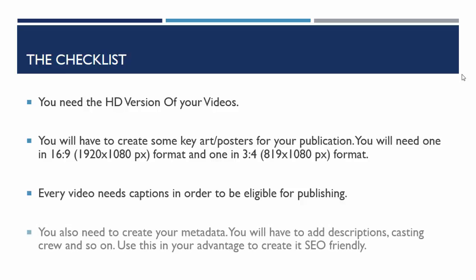Then the last point that I would have on this checklist is the fact that you also need to create your metadata. You will have to add descriptions, a casting crew, and other things to your videos. But use this to your advantage to make your publications SEO friendly, so search engine optimization friendly, because if you create a description that is search engine optimization friendly, people will find your content more easily if they are looking for certain keywords on the Amazon platform. So this is something that can help you as a bonus.